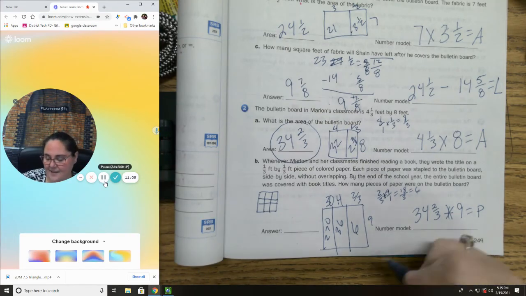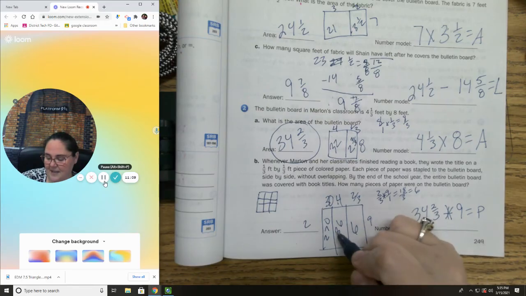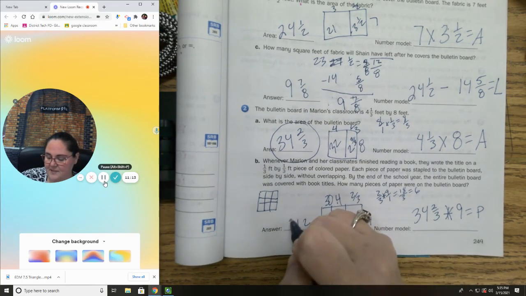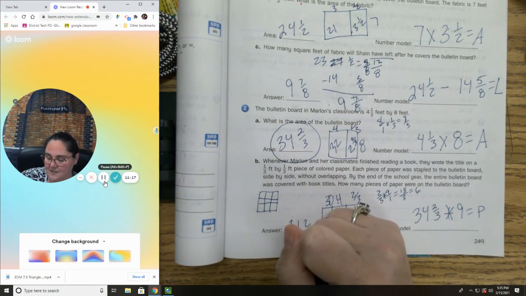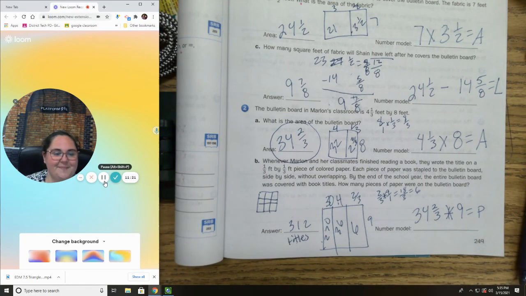Now I'm going to add these together. 6 plus 6 is 12. Carry my 1. 7, 8, 9, 10, 11. Carry my 1. 2 plus 1 is 3. 312 titles. 312 titles of books. That's how you do it. That is your final answer.